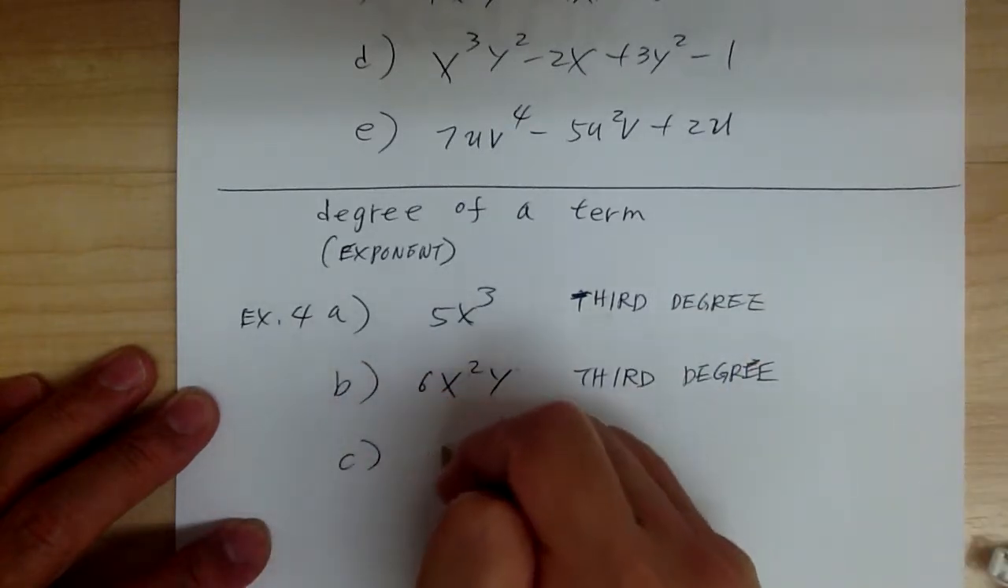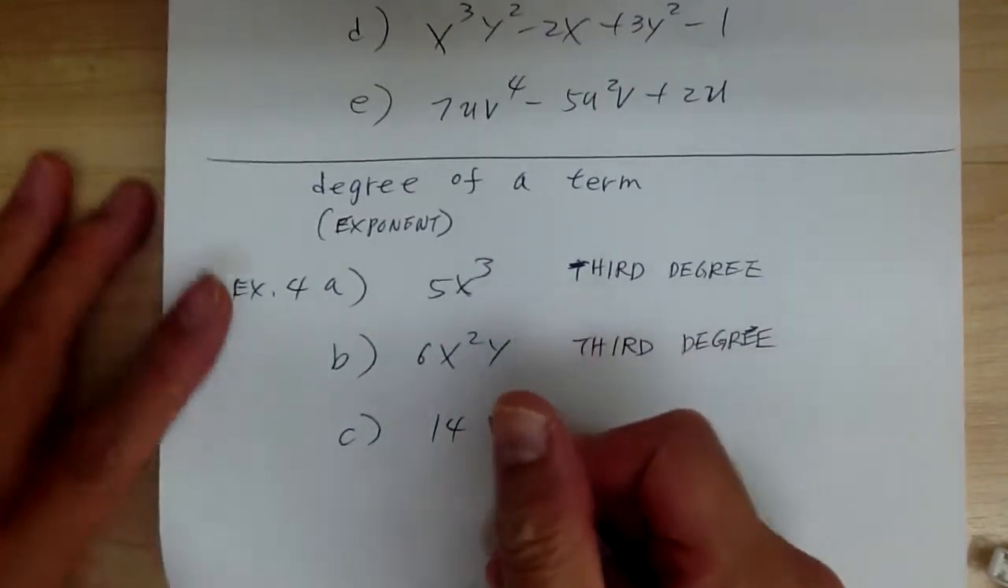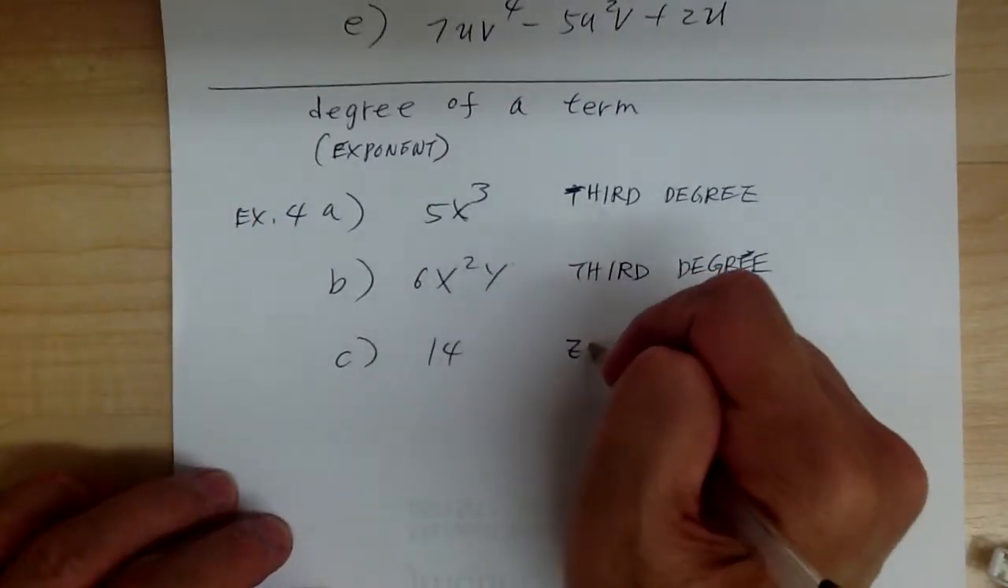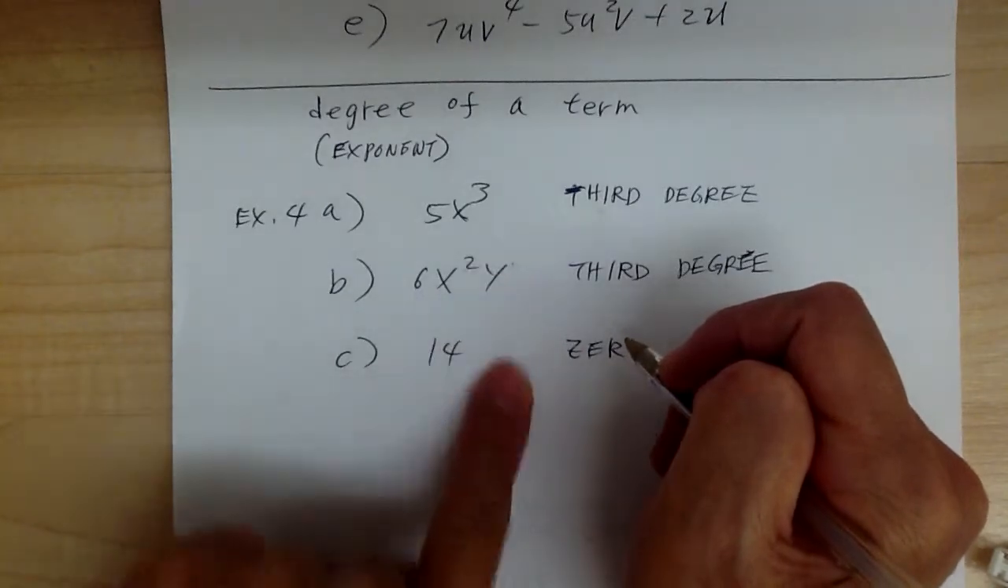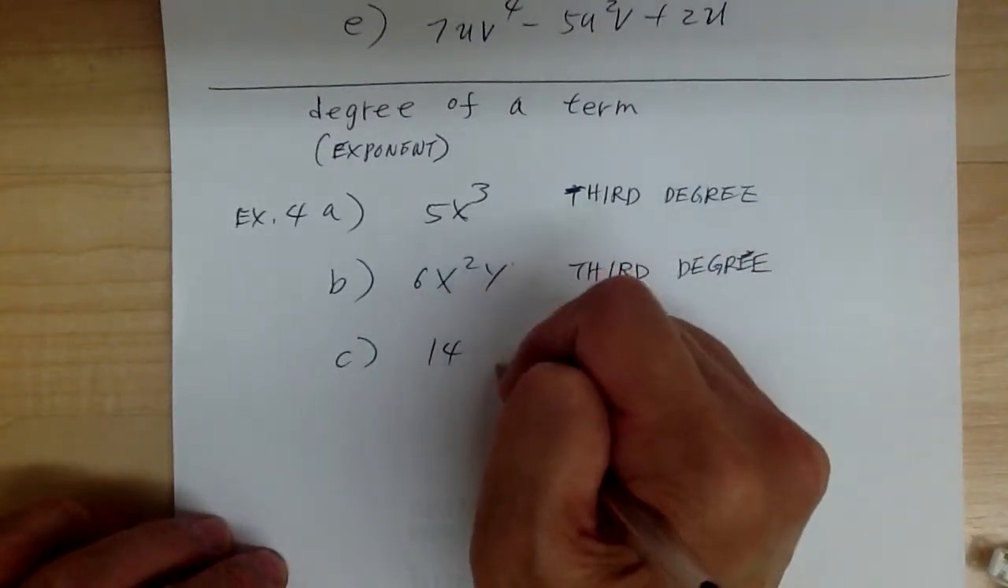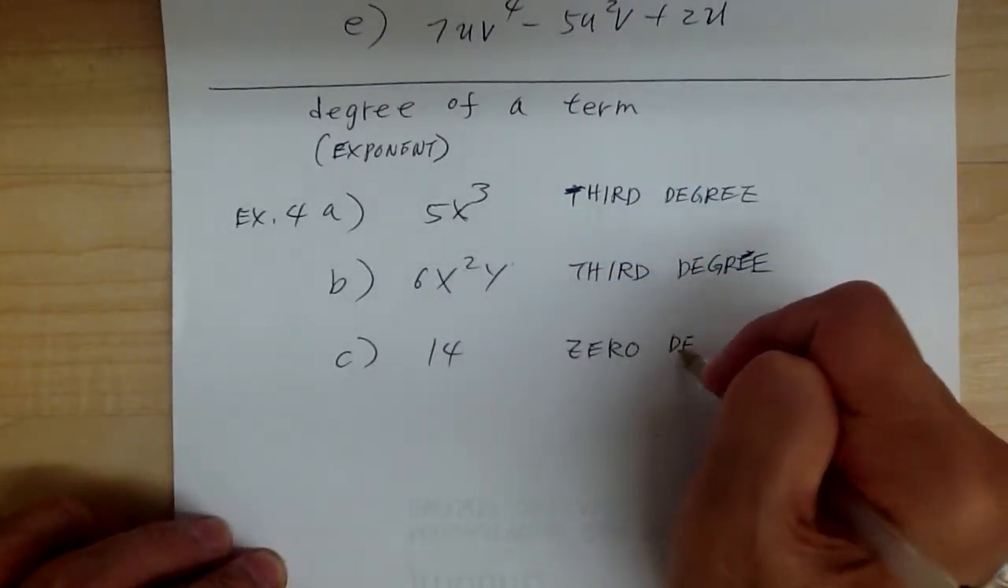Okay, go to C, 14. Now that's not a variable exponent, so this is the 0 degree. Because there's no variable, right? This is like x to the 0 power, so this is 0 degree.